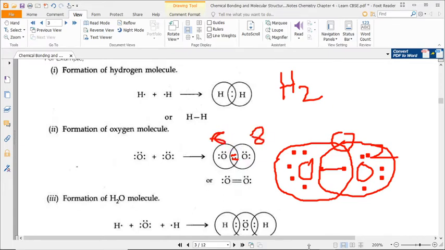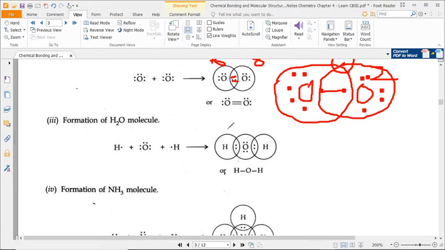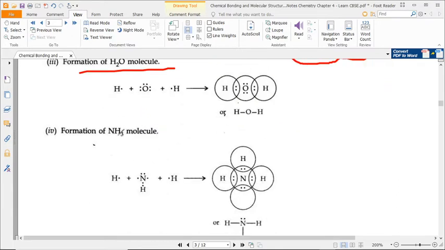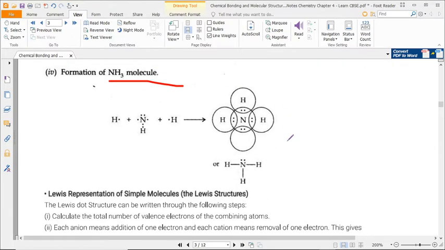That is why they are stable and they form the double bond between them. Similarly, you can try for other molecules like water, ammonia and so on. So in the case of the ammonia molecule, nitrogen has 5 valence electrons: 1, 2, 3, 4 and 5. You have 3 hydrogen atoms in the ammonia molecule.